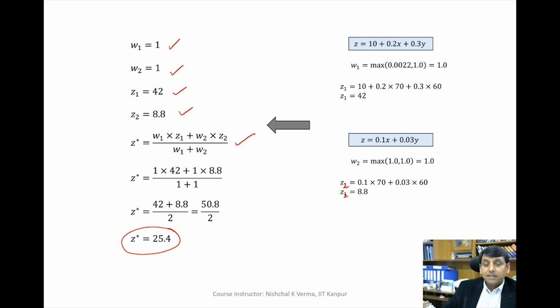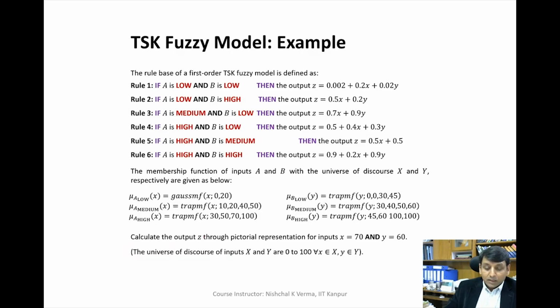So this means that corresponding to the input X is equal to 70 and Y is equal to 60, we are getting the overall output as 25.4 when we use a TSK fuzzy model with multiple antecedents and multiple rules. So this way we quickly get to know how we can get the final output corresponding to the inputs that are given for any TSK fuzzy model.